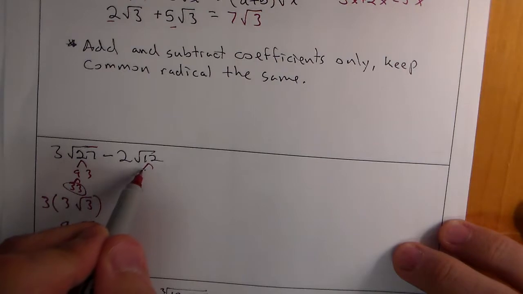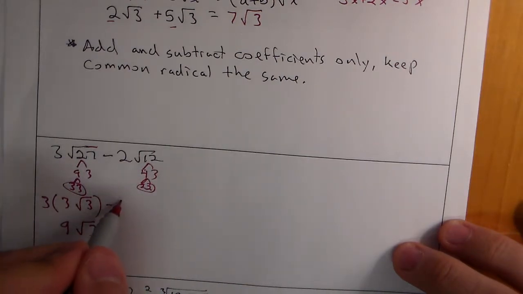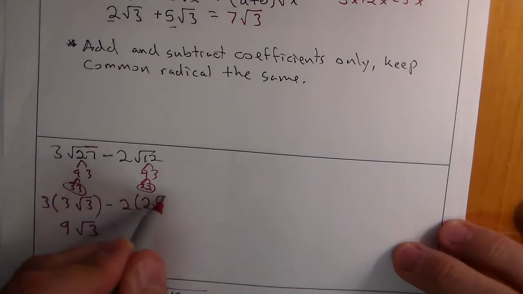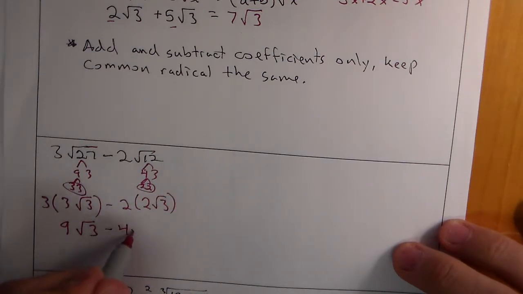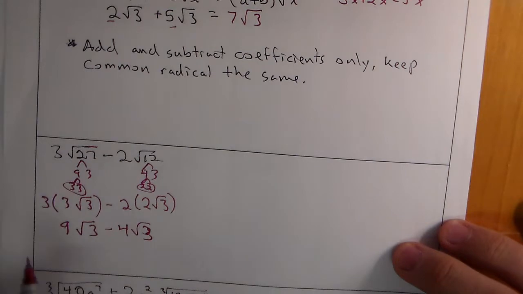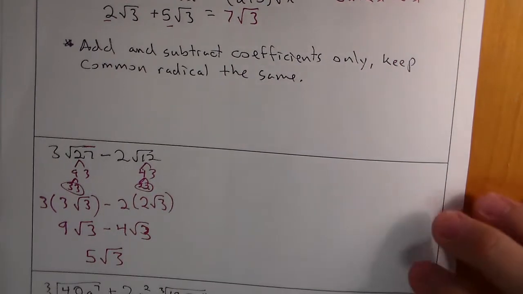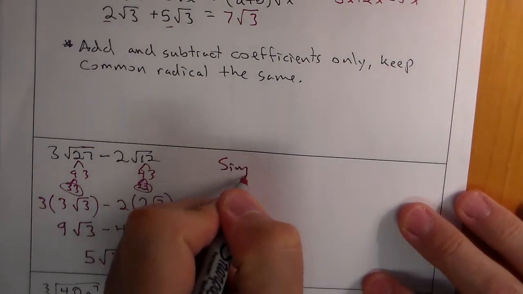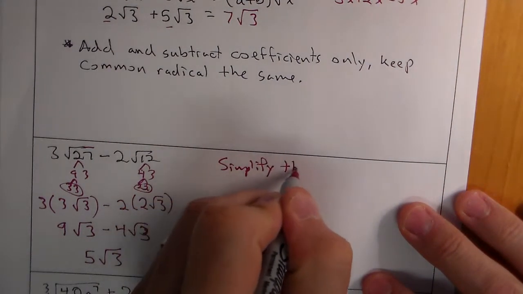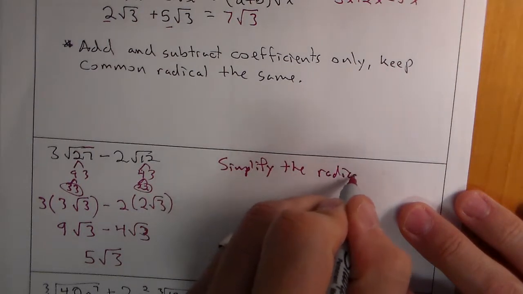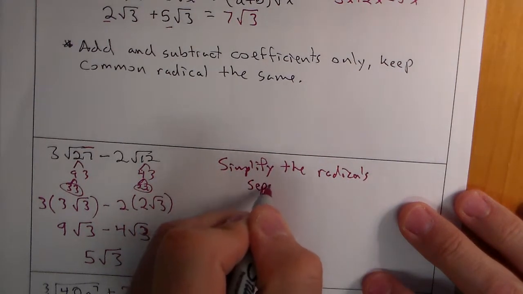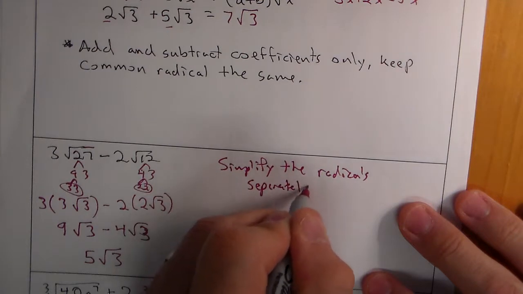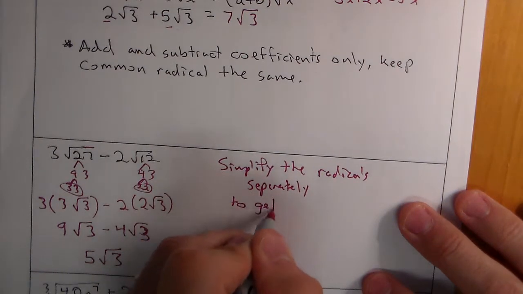2 root 12 is 4 and 3, which gives us a pair of 2's. Bring down this 2, it's 2 root 3, which makes it 4 root 3. 9 root 3 minus 4 root 3 gives us an answer of 5 root 3. Again, the important thing is that you simplify the radicals separately to get common radical.